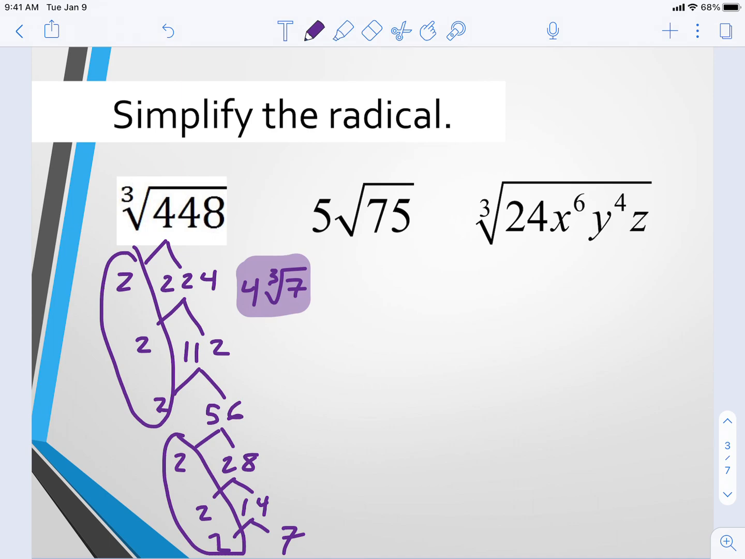Okay, 5 times the square root of 75. So if we start factoring this out, well, I know it's divisible by 5. So that is 5 and what, 15? And if we go again, it would be 5 and 3. And so I'm looking for a group of 2, right? If it's a square root, there's no number here, you're looking for a group of 2. And that's 5. So a 5 comes out. There was already a 5 in the front, so that means it's 5 times 5, which is 25. And what's left is the square root of 3.